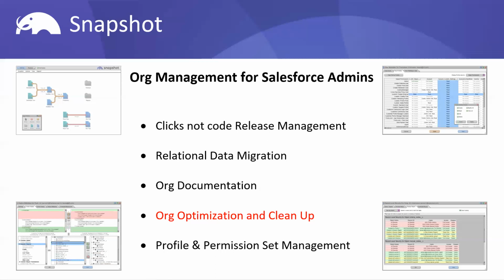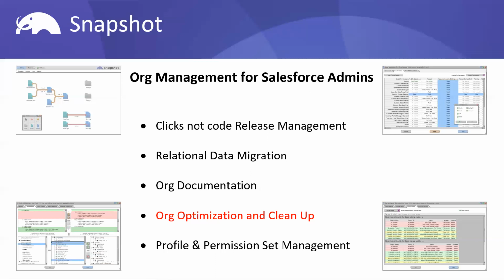We do data migrations. We can grab small and large data sets and move them between orgs, maintain all the relationships between that data, and then lots of things we layer on top of that, like we can scramble sensitive fields during a data move. We could map fields to other fields or objects to other objects. We can automatically generate data templates for any package that you have in your org, like CPQ. So just a full-featured data migration tool as well.